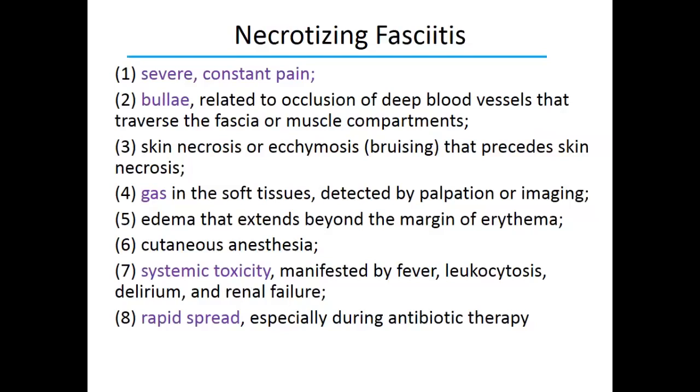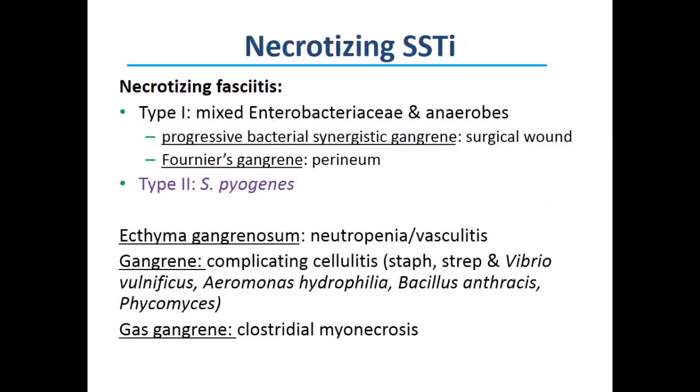Most importantly, I think, is systemic toxicity. So patients with cellulitis are in pain, but they're not toxic looking. And they might have high fever, but their blood pressure is good, their kidney function is good. With necrotizing infection they're not. So those are really critical if you see that. If you see any of the systemic toxicity, you worry about that.